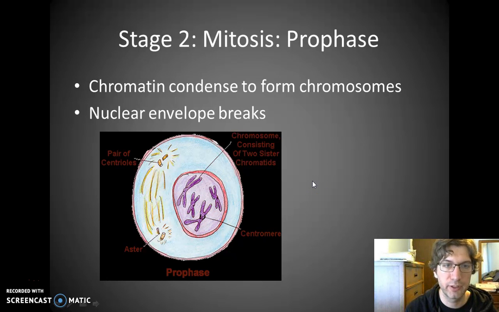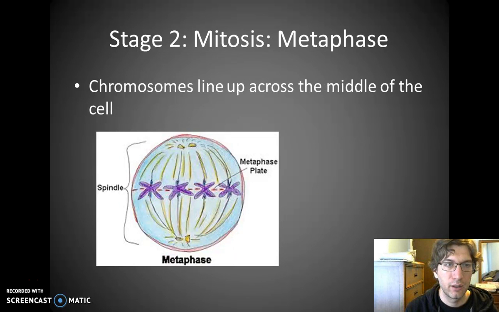But we are going to start breaking our nuclear envelope again, because again, mitosis is mostly going to happen in the nucleus of our cell before it decides to split. Here, you can see these are our spindle fibers.